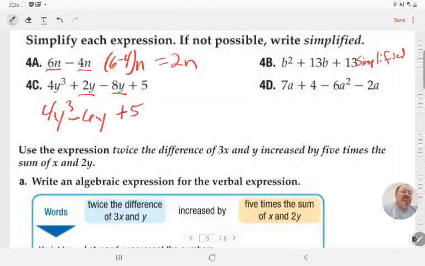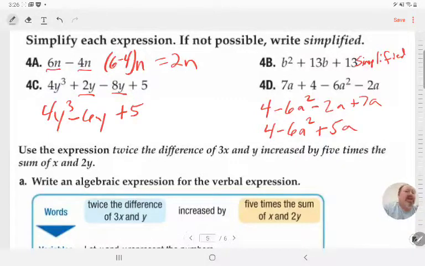So I would want to change some things around first. I would want to use the commutative property and change a few things, okay? So I would go 4 minus 6a squared minus 2a plus 7a. Then I could say 4 minus 6a squared, negative 2 plus 7 would be 5a, okay? And now I have no like terms, so that could be my final answer. All right.